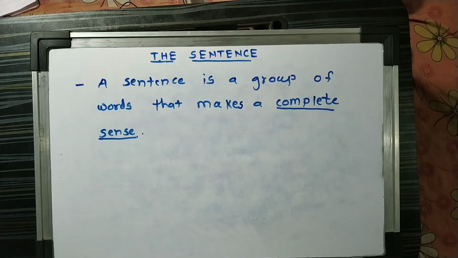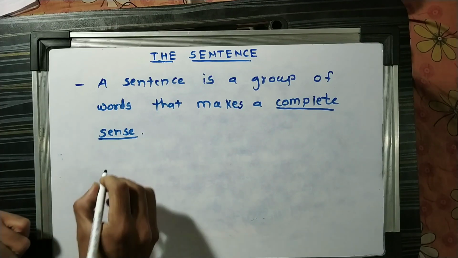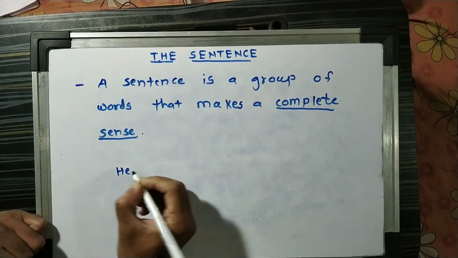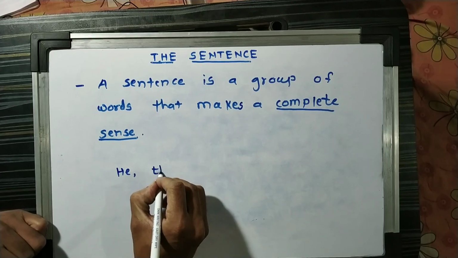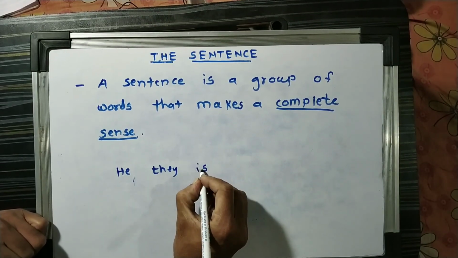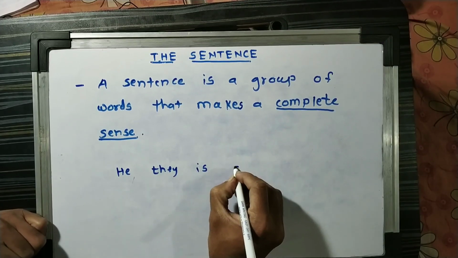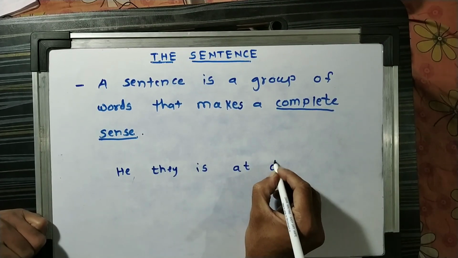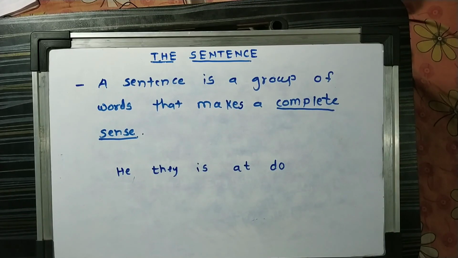It means we have to get a group of words, and then after reading that we should be able to get complete sense. Only then it can be called a sentence. Now let me write some words on the board. You just pay attention. He, they, is, at, and do. Now this is a group of words, but is it a sentence?